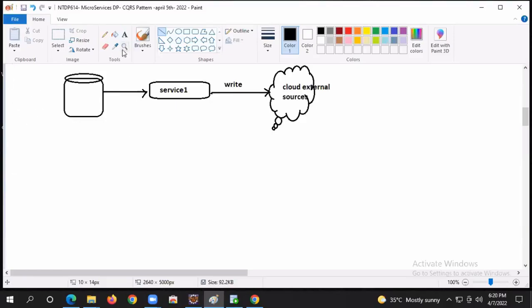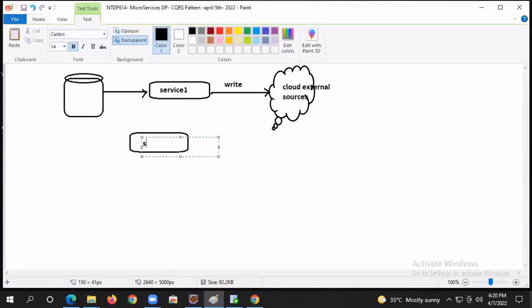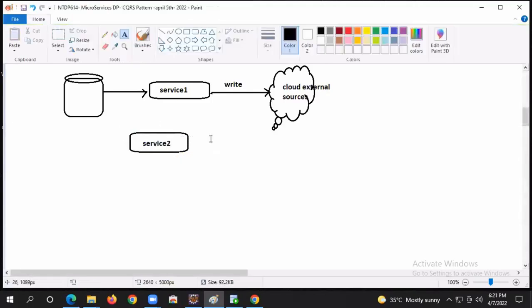there will be another service, which is service 2, who reads data dedicatedly from different systems, guys. Okay, tell me here. It will read the data from this. It also reads the data from this.